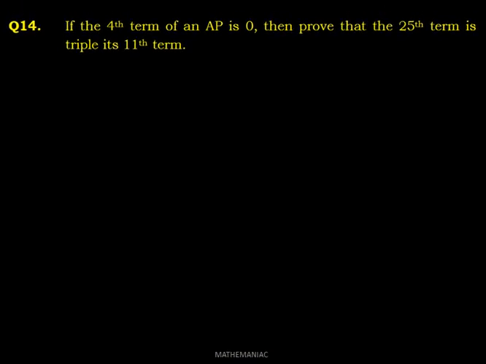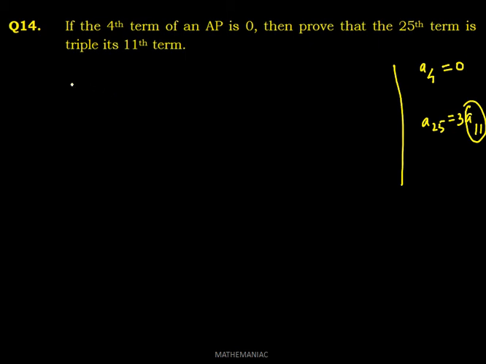So just see, if the fourth term of an AP is 0, prove that the 25th term is triple its 11th term. I am just trying to identify what exactly I have to arrive at. Let us do some rough work here. A4 is given, that is 0. You have to prove that A25 is equal to 3 times A11. Triple of A11. This you have to show.